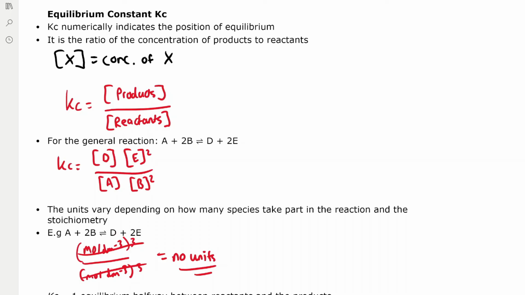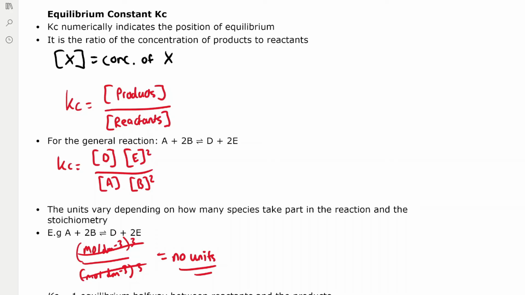So for example, in the general reaction, A plus 2B goes to D plus 2E, A and B go on the bottom as reactants, and D and E go on the top as products. When we have a balancing number in front of any of the reactants or products, we put that as a power to the concentration of that reactant or product.